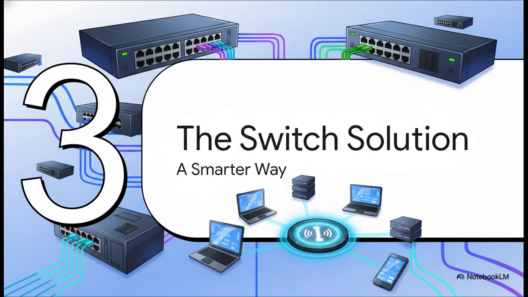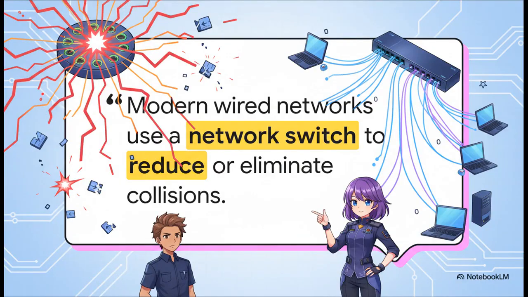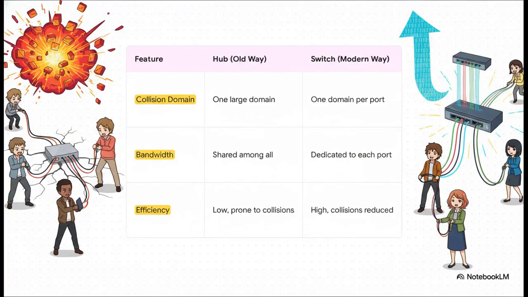But thankfully, technology doesn't stand still. And that brings us to the hero of our story, the network switch. This one device completely changed the game for wired networks and pretty much solved the collision problem. Yeah, the switch was an absolute game changer. See, unlike a hub that just blindly blasts data everywhere, a switch is smart. It actually knows which device is plugged into which port. And the difference is just night and day. With a hub, you have one big, slow collision domain for everyone. But with a switch, it creates a tiny, private collision domain for each and every port. So instead of sharing bandwidth, every single device gets its own dedicated lane. The jump in efficiency was just massive.